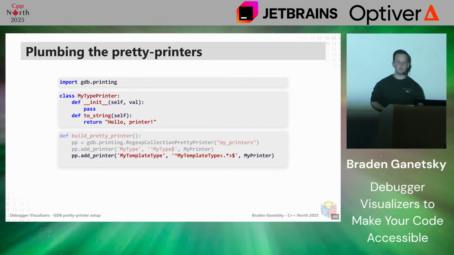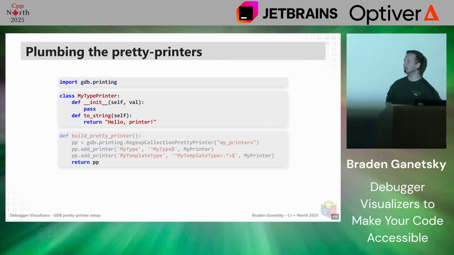Notice this printer does nothing at all, so it can be registered for any type you want. You could register this for caret dot star $, which would mean that it would match literally everything. Probably a bad idea, but hey, maybe. And from this function, finally, I just return that collection.